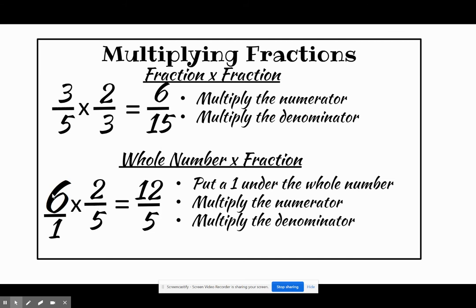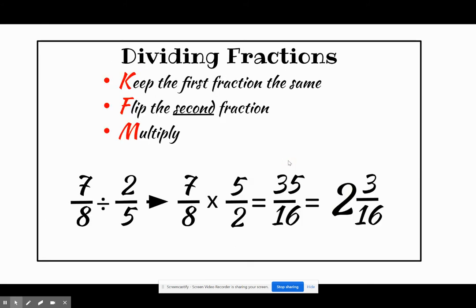Now, in the event that you have a whole number times a fraction, all you have to do is stick a 1 underneath it and you've made it into a fraction. You haven't changed its value. 6 over 1 would really be 1 divided into 6. That's still 6 whole. You can make any whole number into a fraction by sticking a 1 underneath it. And now guess what? You multiply across the top and you multiply across the bottom. 6 times 2 is 12 and 1 times 5 is 5. Now, it's an improper fraction and we're going to show you how to fix the improper fractions in a minute.